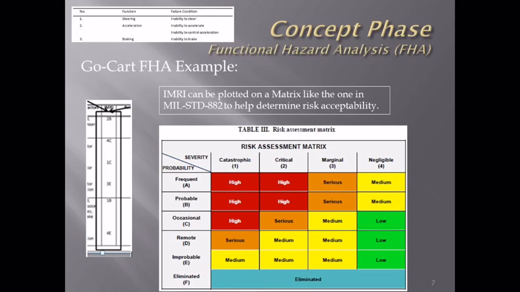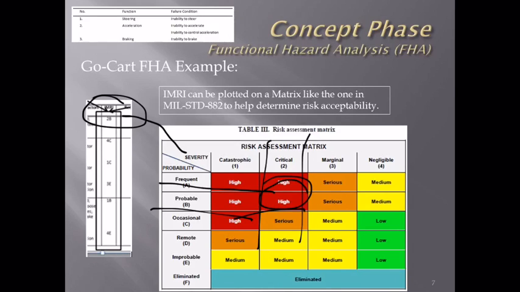Mishap risk indices can be plotted on a risk matrix to give us a visual indication of that risk level and acceptability. So in our example, our first identified hazard, fails to steer, has an initial mishap risk indicator of 2B. That's a 2B, critical, and B, probable. So we're here, it's a high risk. So we can go down through our initial mishap risk indicators to plot them on the chart and see exactly where our priorities might lie.